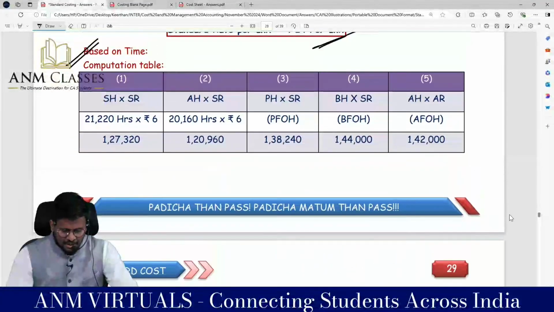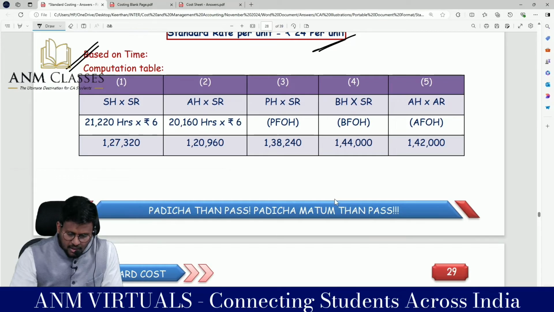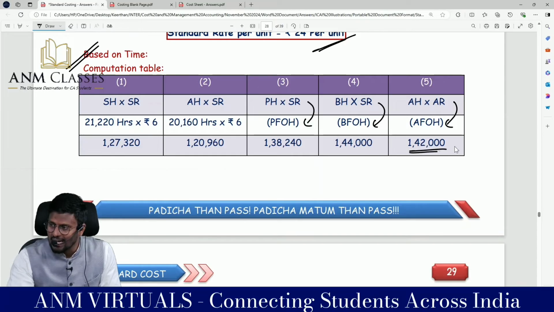Sir, it's a 5 column approach. Standard hour into standard rate. Actual hour into standard rate. Possible hour into standard rate. Budgeted hour into standard rate. Actual hour into actual rate. This is called PFOH. This is called BFOH. This is already given, 1 lakh.